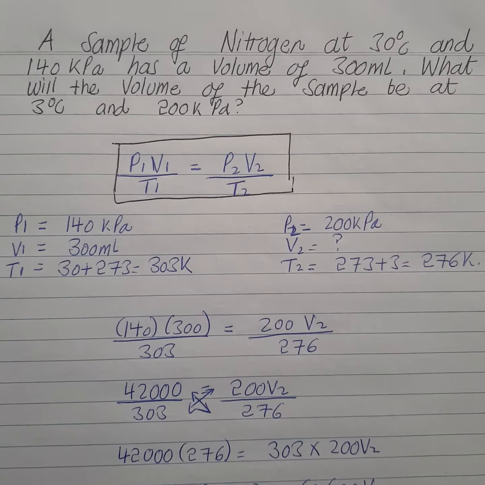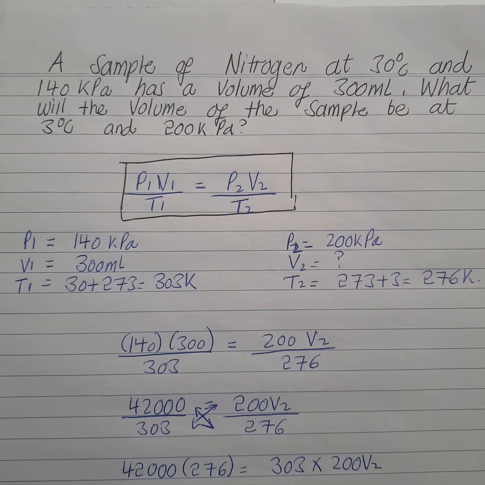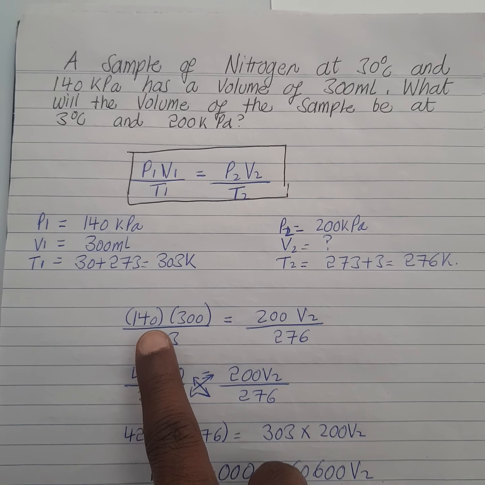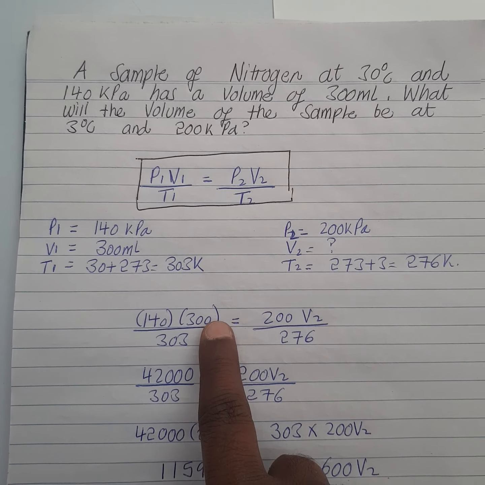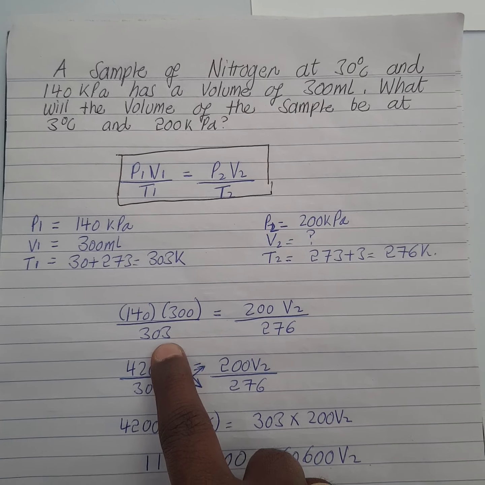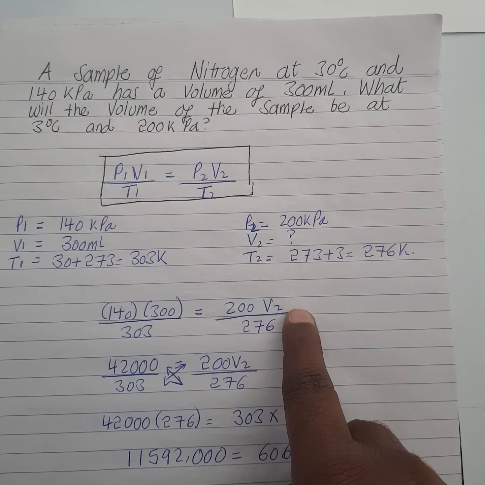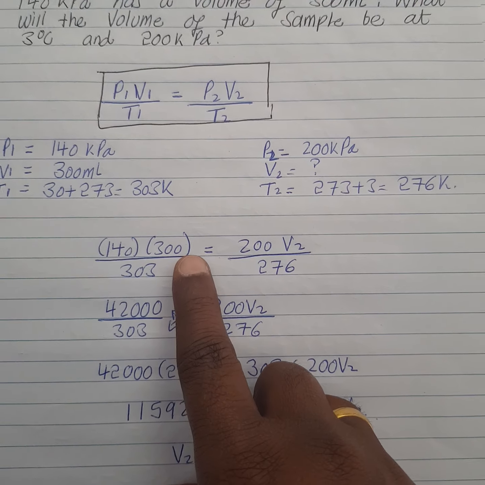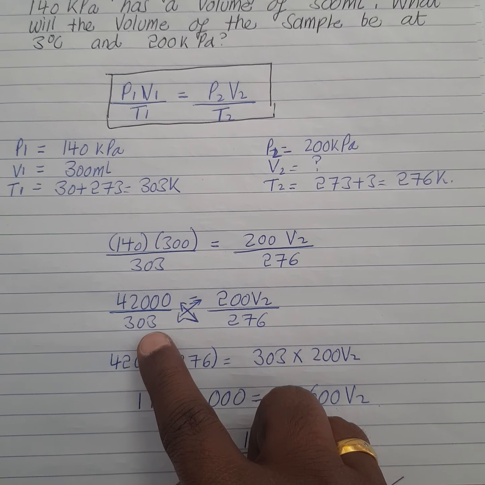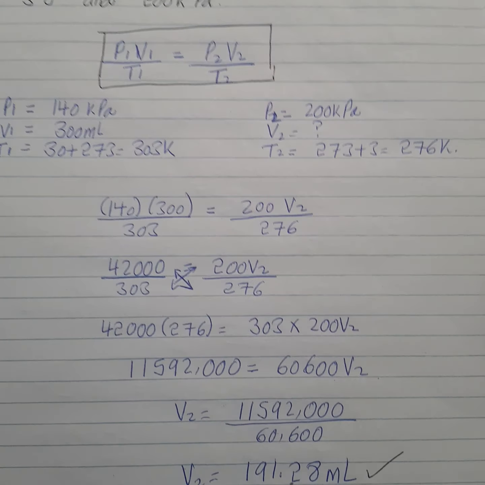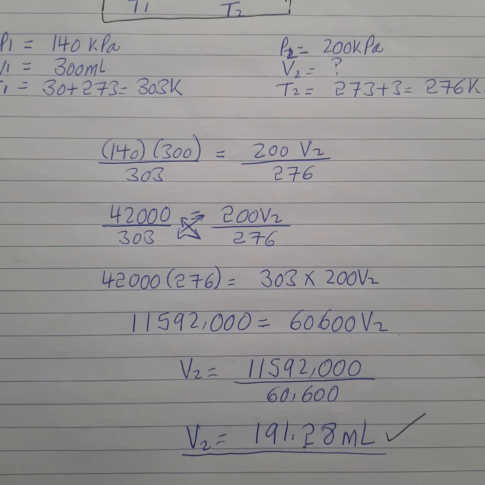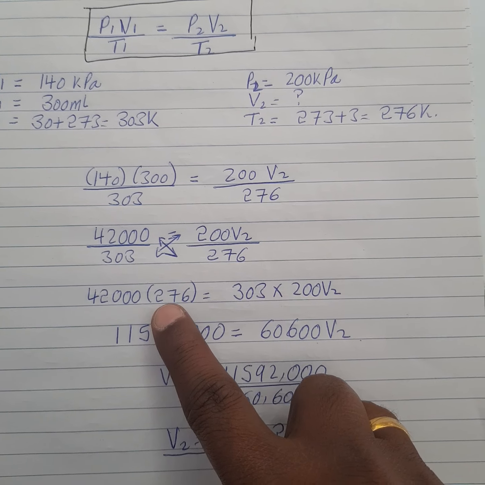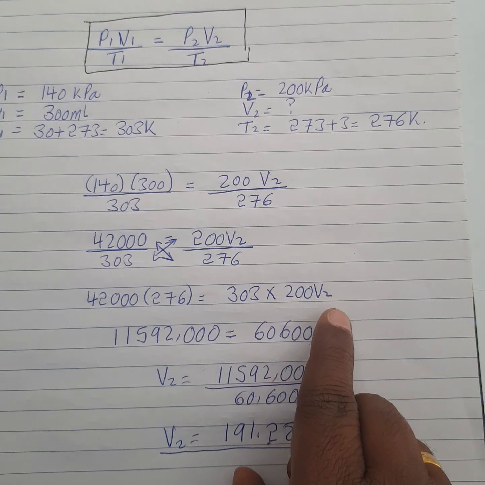The next step really is substituting P1, V1, T1 and P2, V2 and T2. So all I've simply done is substitute 140 times 300 divided by 303 in this one here, 200 times V2 over 276. And what I've done here is I've got 140 times 300, 42,000 over 303. And there's different ways of solving this. What I've done is I've used cross multiplication. So I've got the arrows. So 42,000 times 276 and 303 times 200 V2.